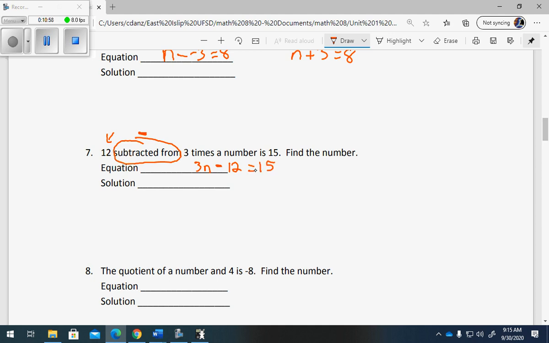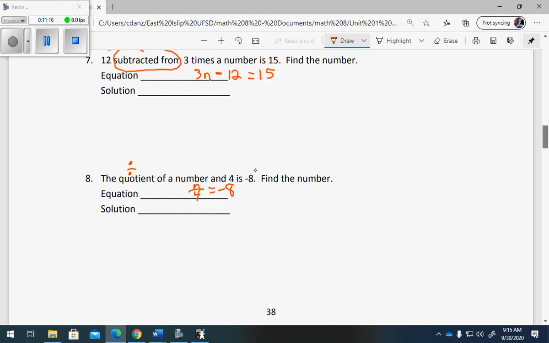And then quotient means to divide. So the quotient of a number and 4. Now when we're doing algebra, we don't like using a division sign like that. We like to use that fraction bar, right? So the quotient of a number and 4 is negative 8. Would be written this way.